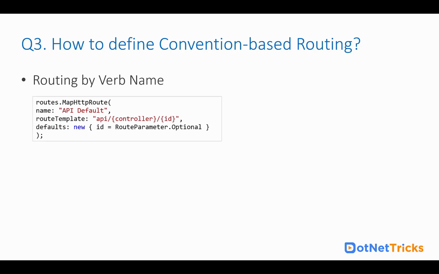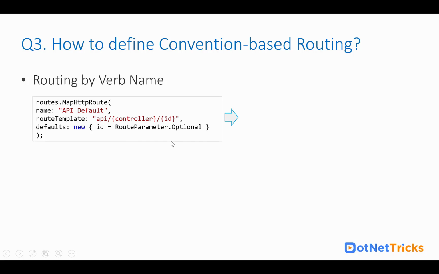The next question is how to define convention based routing. In convention based routing, we define a route name using the MapHttpRoute method. Then we define the route name and the route template. In the route template, we usually put the word api as a hard code, but it is not mandatory. If you have an API as well as MVC controllers in the same project, the api word distinguishes between the MVC routing and the API routing.